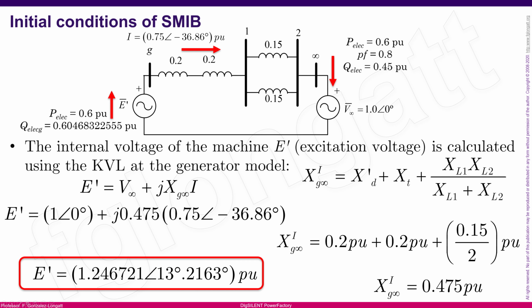This is, again, the internal voltage. Remember that internal voltage is, let me use the laser pointer here. We are here at, this is the internal voltage of this synchronous machine, okay? And you can see the numerical value. The numerical value is 1.2467, okay? Now let's go back to PowerFactory.